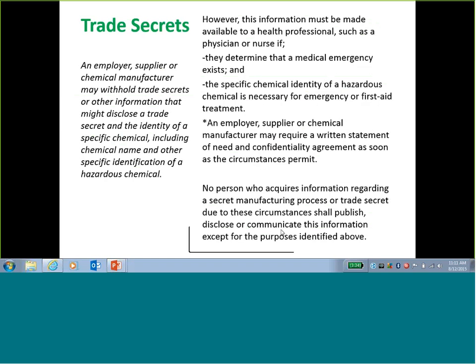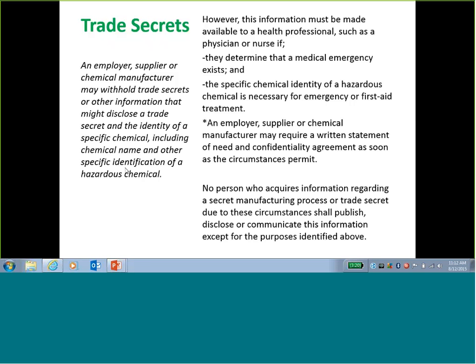When it comes to trade secrets, an employer, supplier, or chemical manufacturer may withhold trade secrets or other information that might disclose a trade secret, including the identification of specific chemicals, chemical name, and other specific identifications of a hazardous chemical. However, this information must be made available to a health professional, such as a physician or a nurse, if they determine that a medical emergency exists and that the specific chemical identity of a hazardous chemical is necessary for emergency or first aid treatment. An employer, supplier, or chemical manufacturer may require a written statement of need or confidentiality agreement as soon as the circumstance permits.